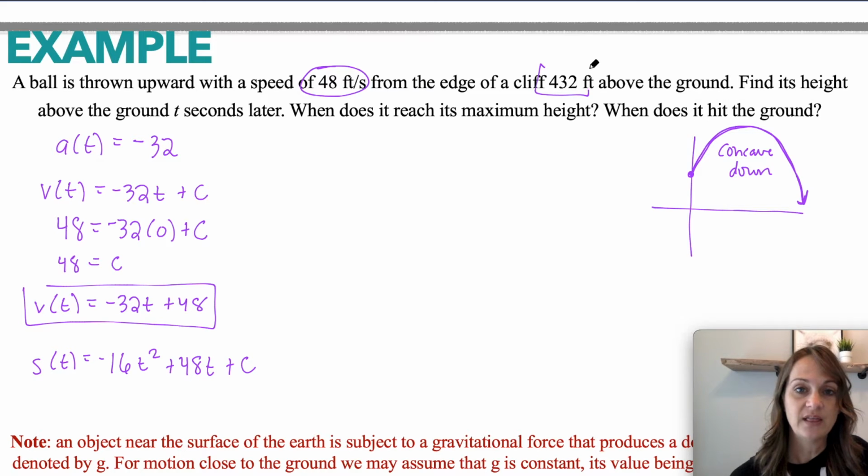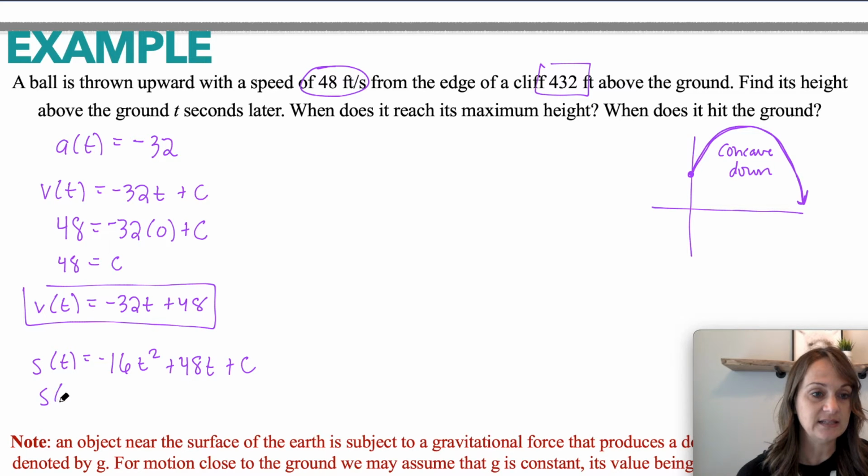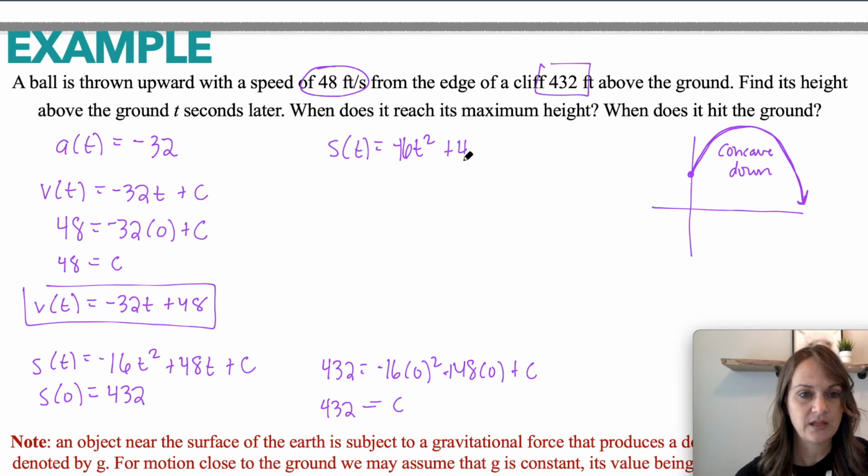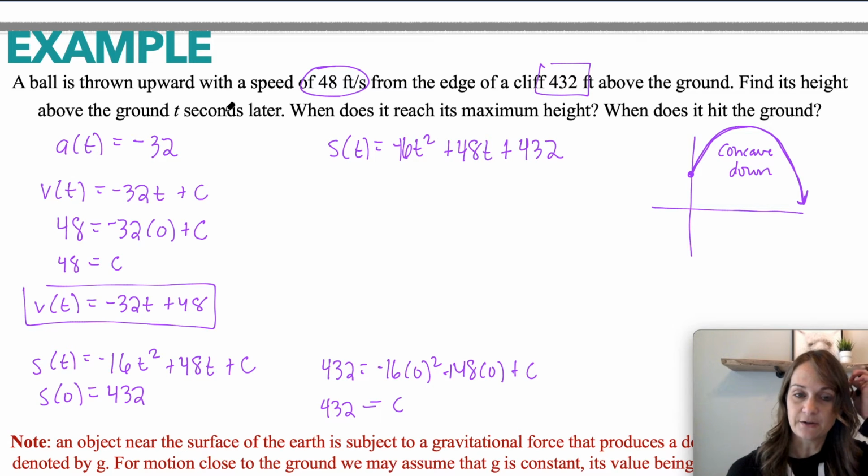Now, I also know that a person was 432 feet in the air when he threw the ball. So if I plug in 0 at time 0, we should get 432 feet. So therefore, that means 432 would be equal to when time is 0. So therefore, C equals 432. So we now know that the displacement function is negative 16 t squared plus 48t plus 432. That's the height above the ground t seconds later.